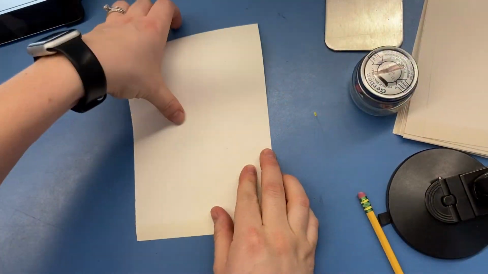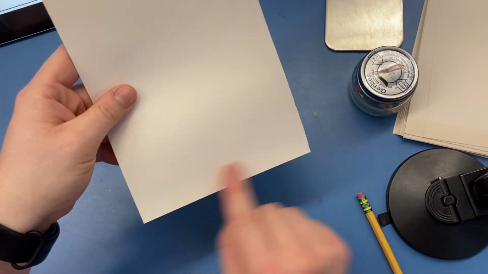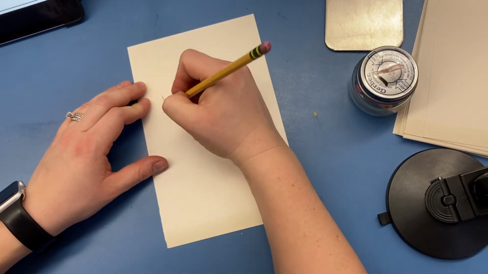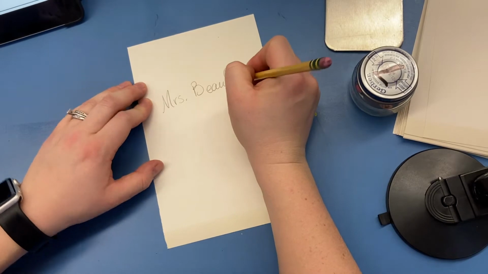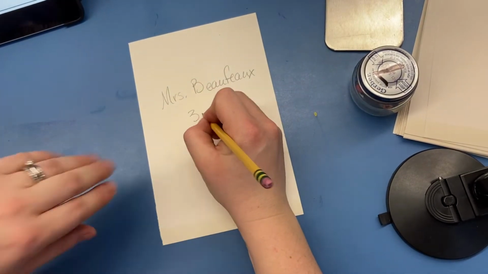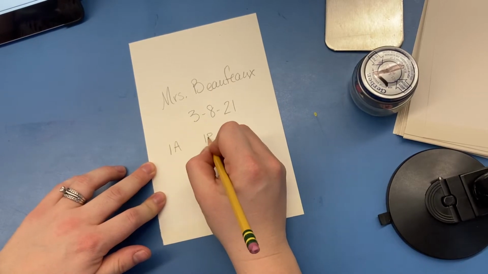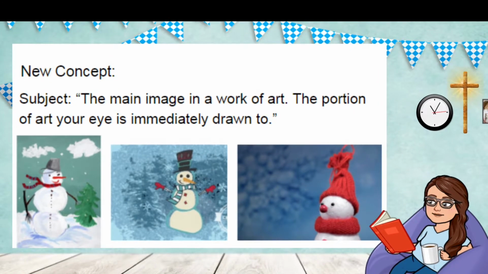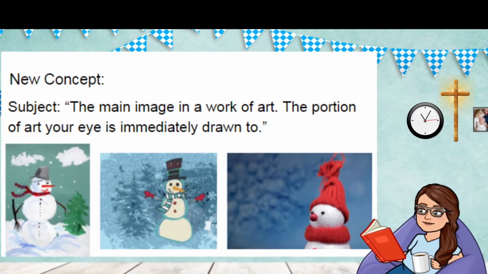Today, the little piece of tagboard I'm going to give you has a shiny side on the bottom. That's going to be the back of our paper. The front will not have the shiny side. On the back, we're going to write our name, date, and class, so I know whose project is whose. My name is Mrs. Beaufeaux, so I'm going to write that. Today's date is 3-8-21, and this is a first grade level project, so depending upon your class, you're going to write A, B, or C.